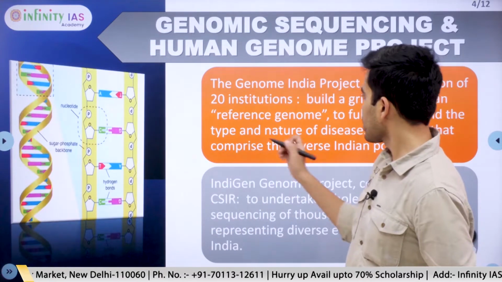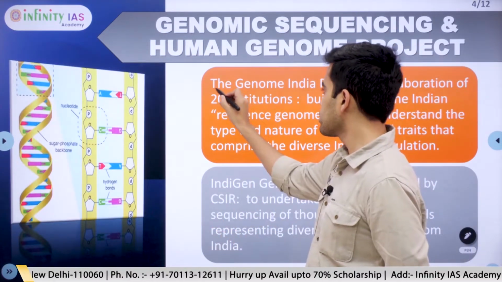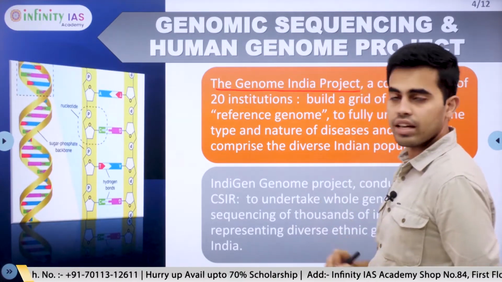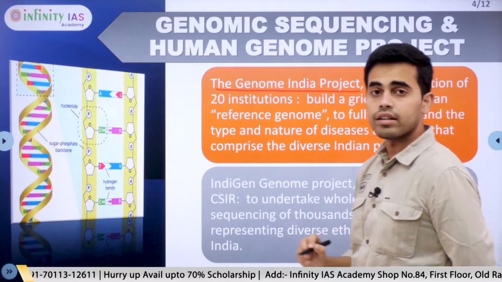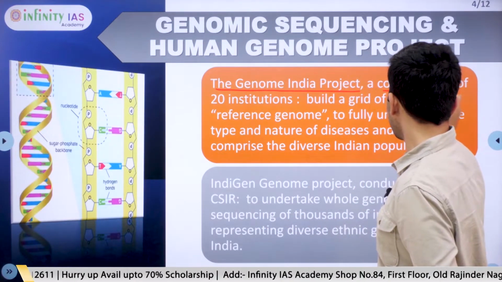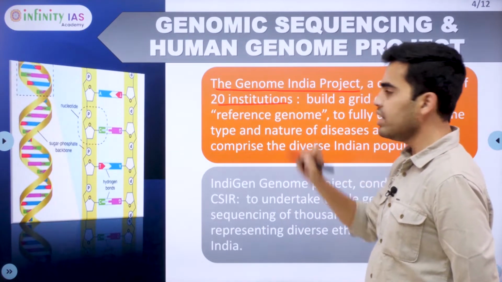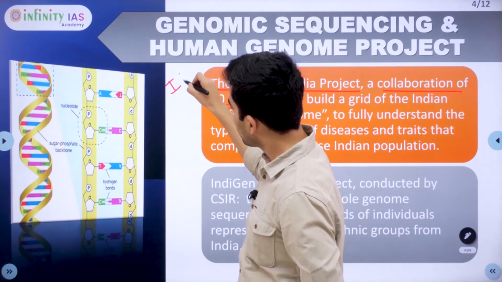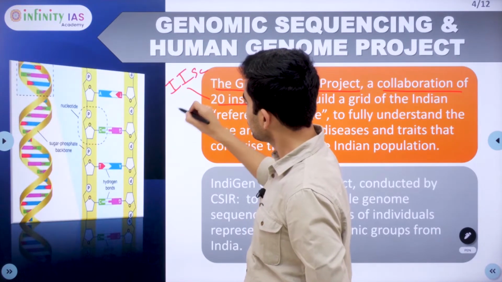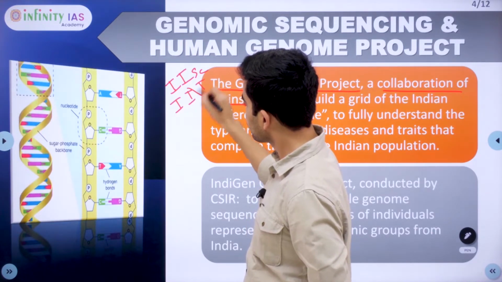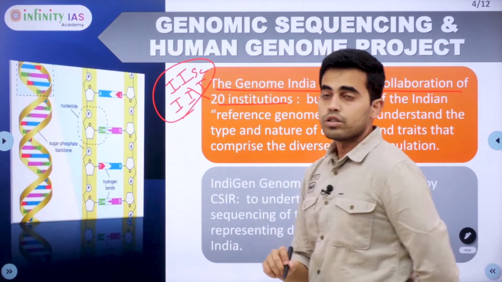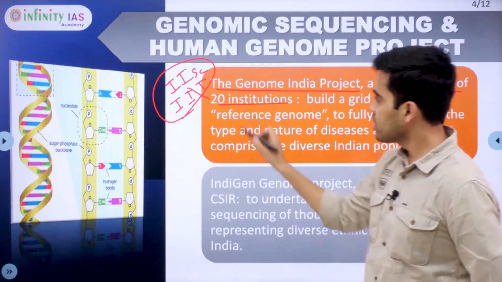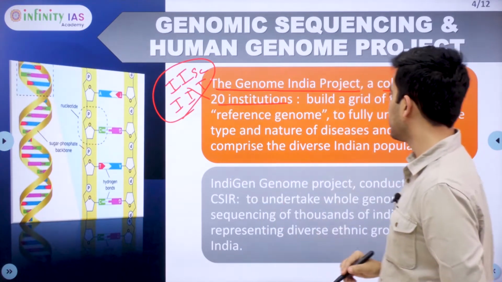and be known. So the first Indian project is the GenomeIndia project. For the prelims examination, this is very important. The GenomeIndia project is a collaboration of around 20 institutions. These 20 institutions include IISc and even some IITs. The GenomeIndia project is an earlier project. It is a collaboration of 20 institutions.